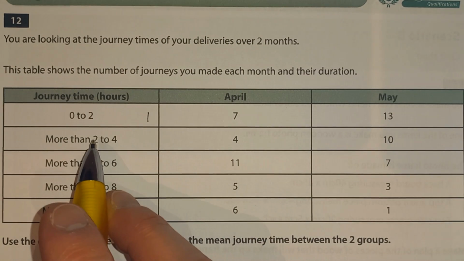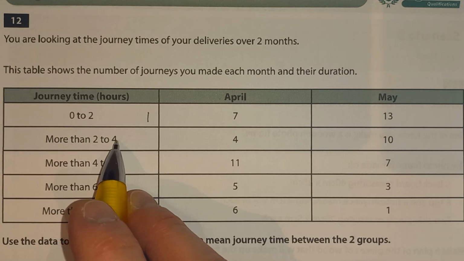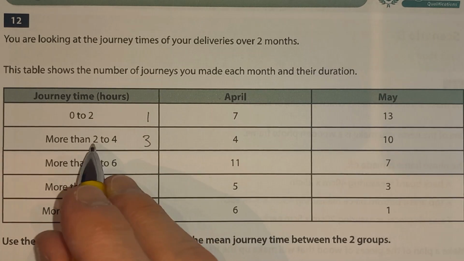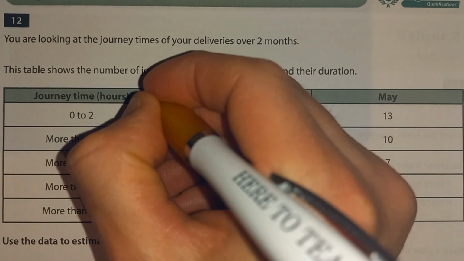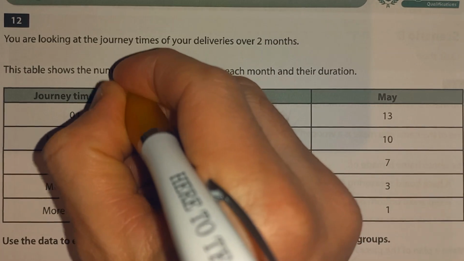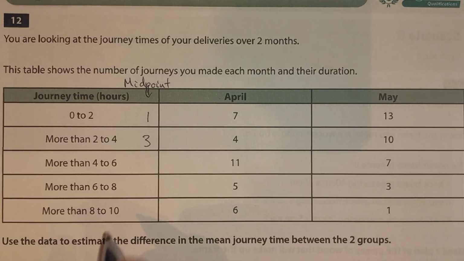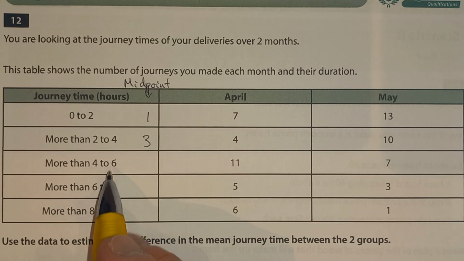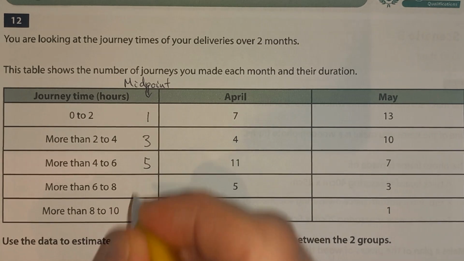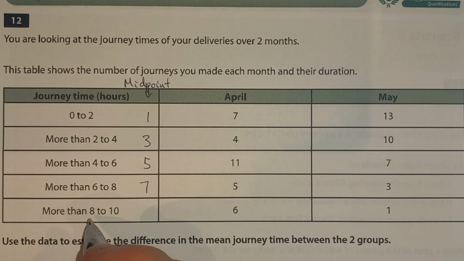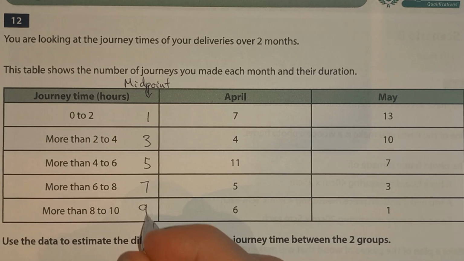Okay, so we can do the same here. 2 plus 4 is 6, divided by 2 is 3. Or we can say what's halfway between 2 and 4. Well, that's 3. So what we're working out here is the midpoint of the range. So halfway between 4 and 6 is going to be 5. Halfway between 6 and 8 is 7. And halfway between 8 and 10 is 9.